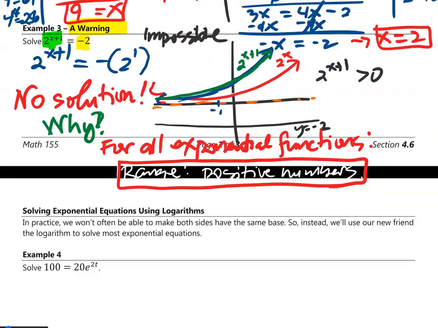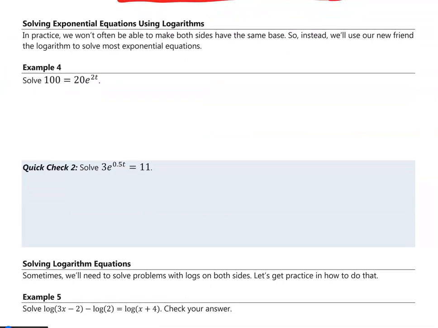All right, so that's a warning. Next one, solving exponential equations using logarithms. In practice, we won't often be able to make both sides have the same base. So instead, we will use our friend logarithm to solve most of the exponential equations. So remember, logarithms and exponentials are inverses of each other. So there are steps to follow. Number 1, isolate the exponent, convert it to the log form, and then solve the variable.